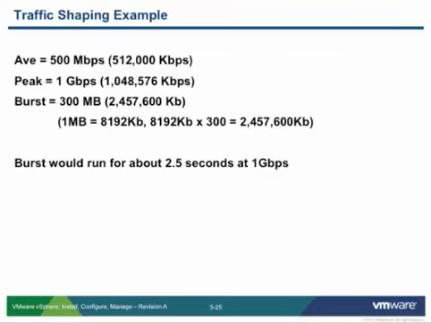Well, we have 300 megabytes, so 300 times that 8,000 kilobits gives us 2,457,600 kilobits. And so if we wanted to burst up to 1 gigabit, and at 1 gigabit we were going to transfer 300 megabytes worth of data, if you do the math, that ends up being 2.5 seconds. So that 1 gigabit burst will run for 2.5 seconds, assuming it uses the entire 300 megabytes.